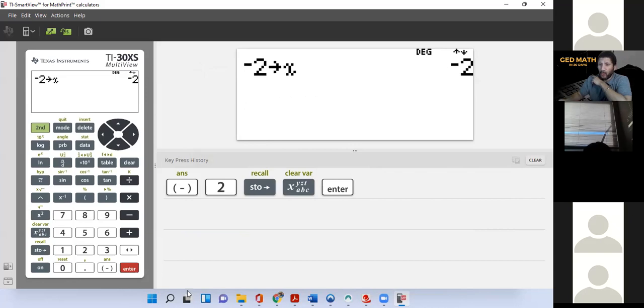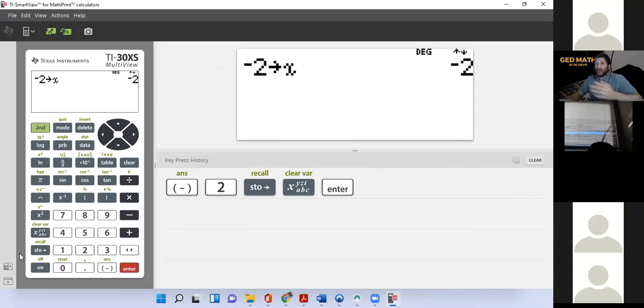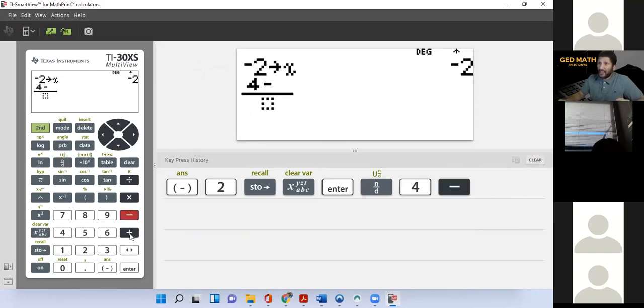Okay, now we want to put our expression in. You're going to type the expression exactly where you see it. So we're going to hit ND, and I believe it was 4 minus, and then we're going to hit our variable button to get our X. We're going to hit our caret.